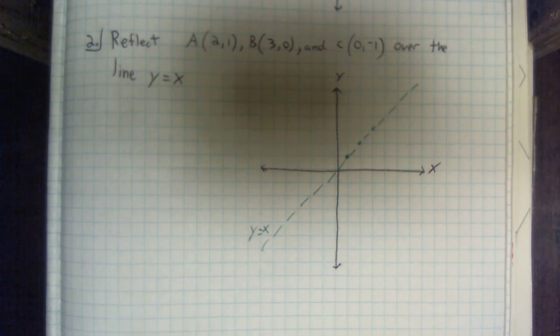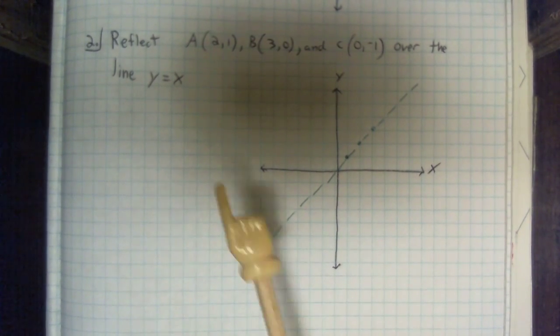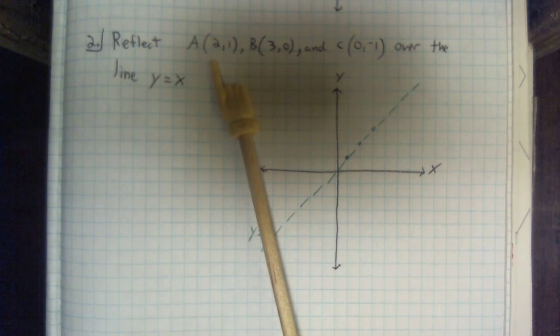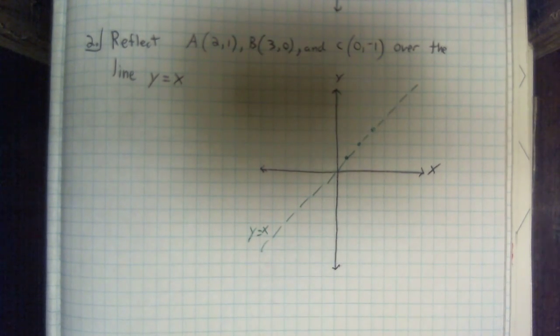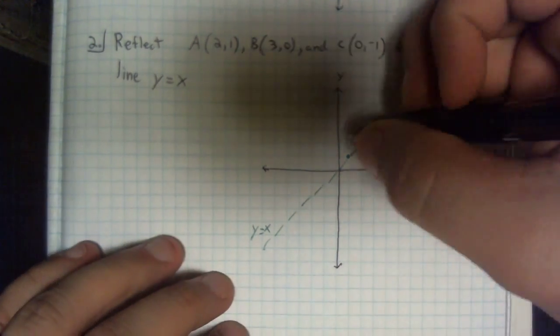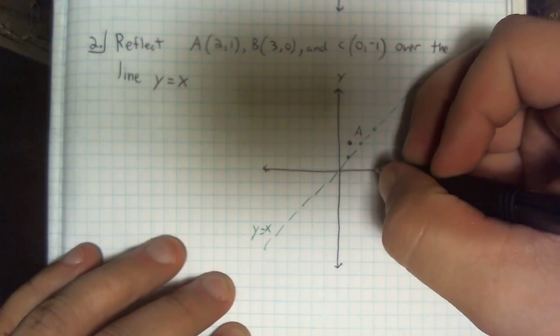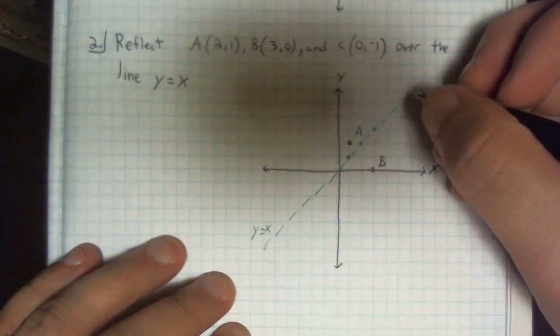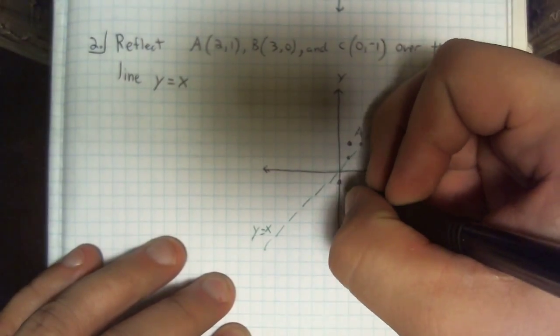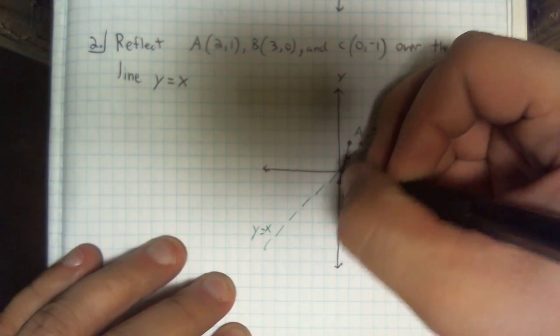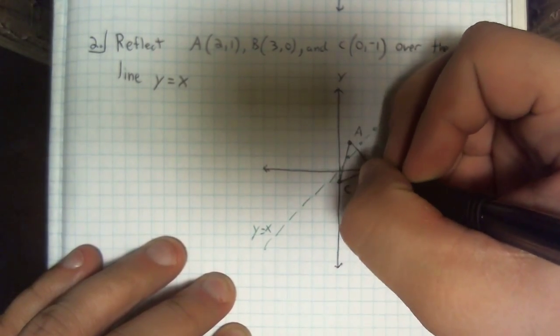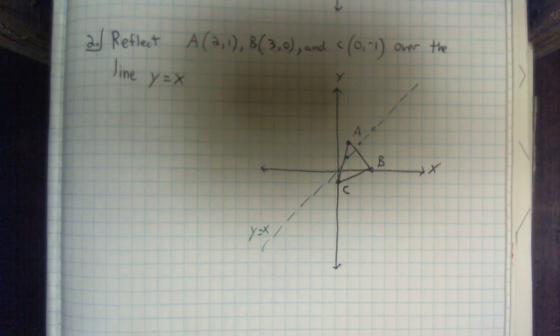Okay, so now I have my line of reflection down. I'm going to plot my points. They give me A (2, 1), B (3, 0), and C (0, -1). So let's plot those real quick. (2, 1), (3, 0), and (0, -1). And I'm going to connect all of those. Alright.